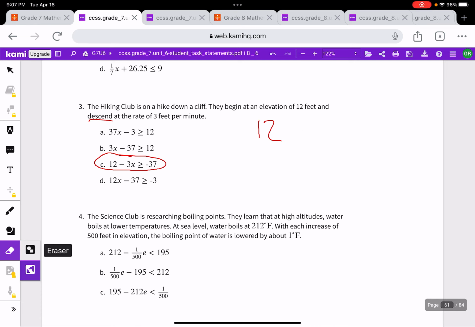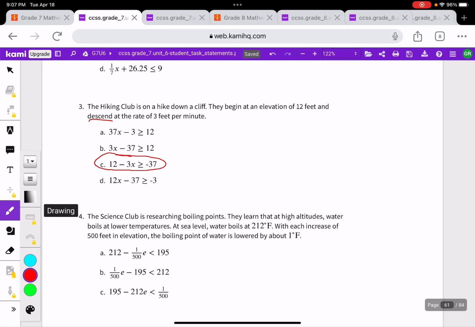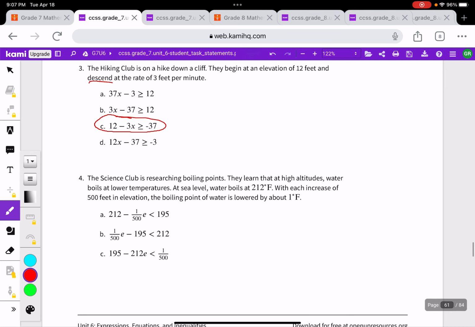If I'm going too fast, just pause, look at that, and see how that makes more sense to you.